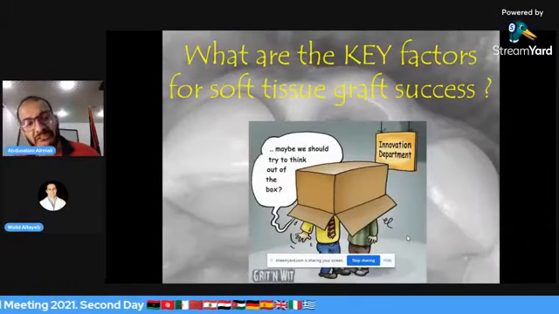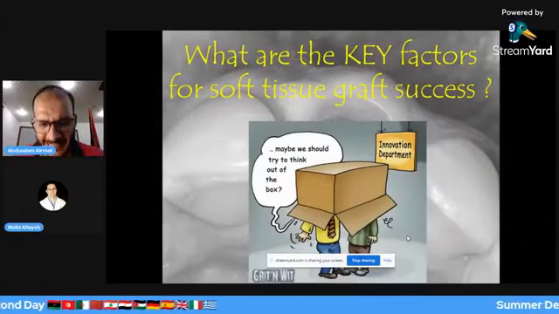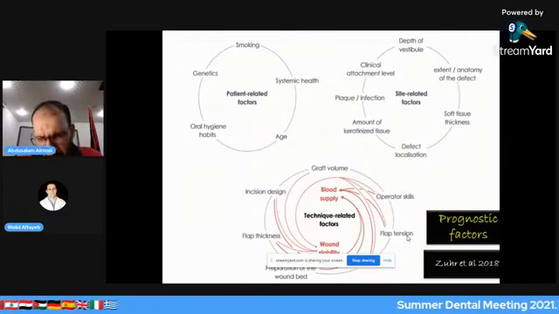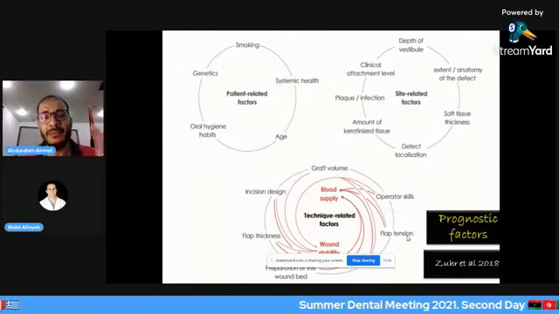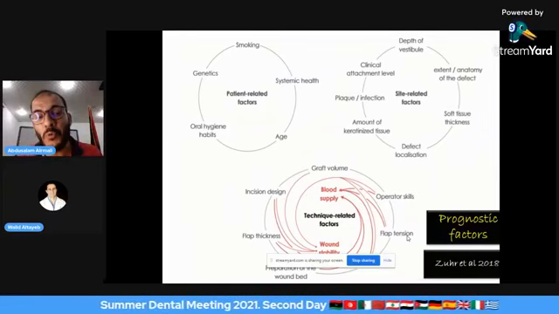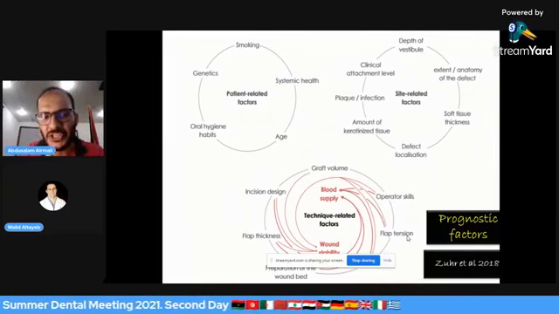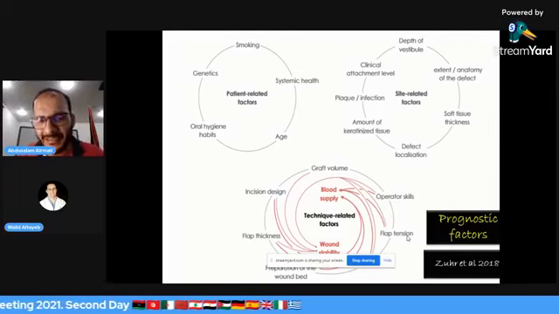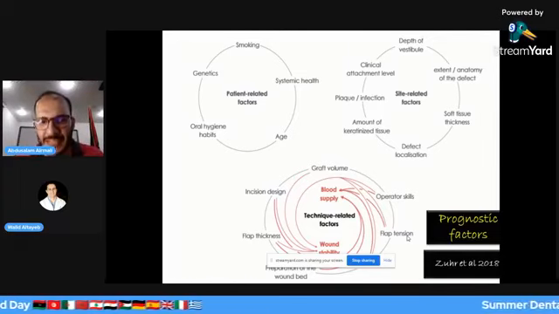So what are the key factors for soft tissue graft success? Zucchelli in 2018 classified some of these factors as related to the patient, like smoking, the age of the patient, the oral hygiene, the systemic health. You have to select your case properly.